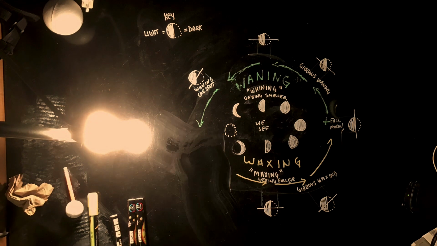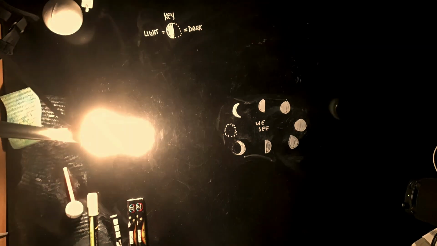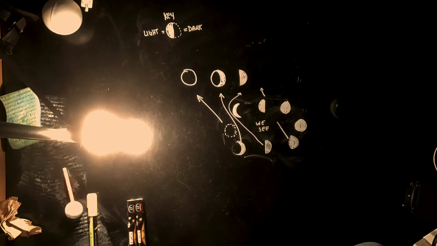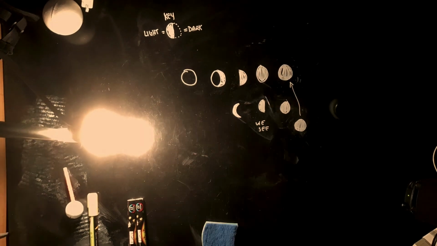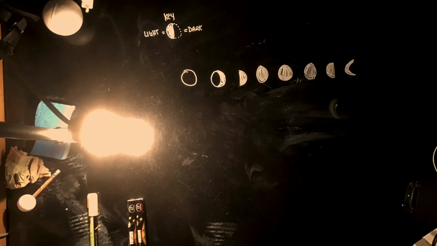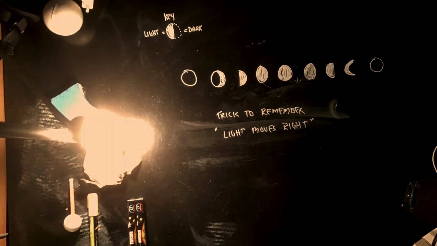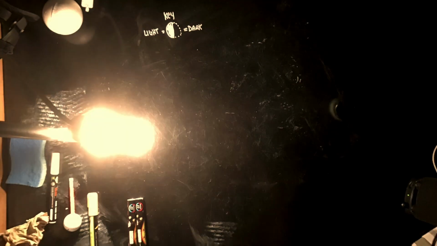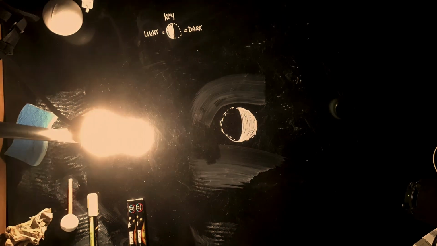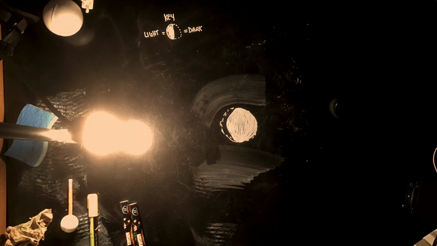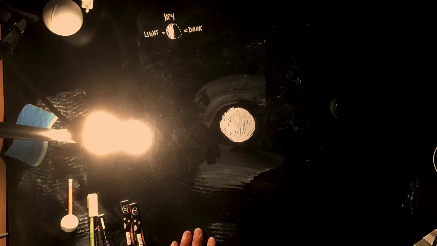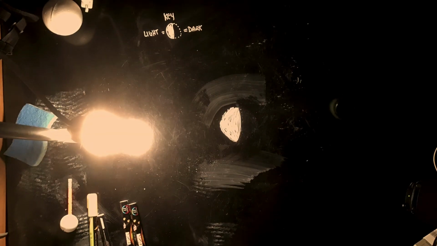If you were to write this out now from a left to right sort of timeline, you'll see that it progresses. The light will move in from the right. That's kind of the trick to remember. So you'll go from a new moon, and the light will creep in from the right and leave to the left. Right from the right, leave to the left.